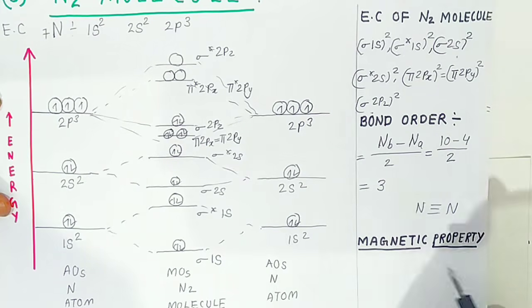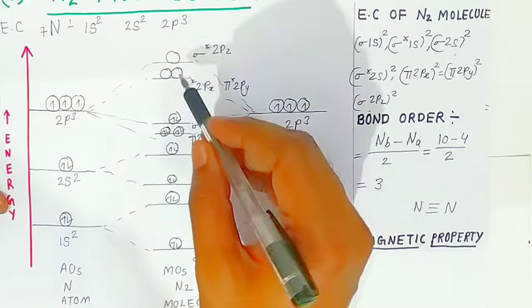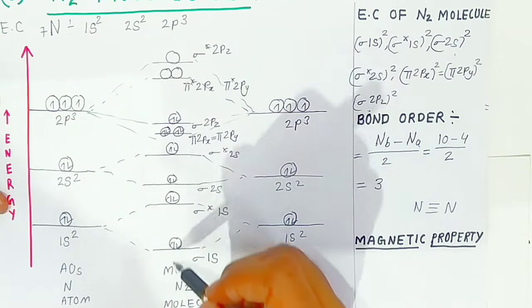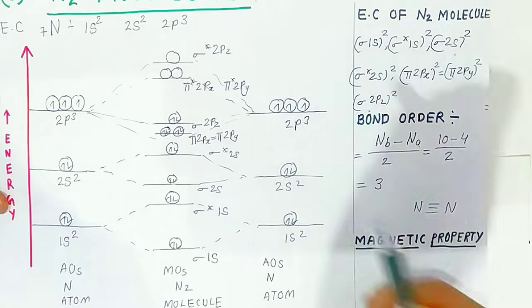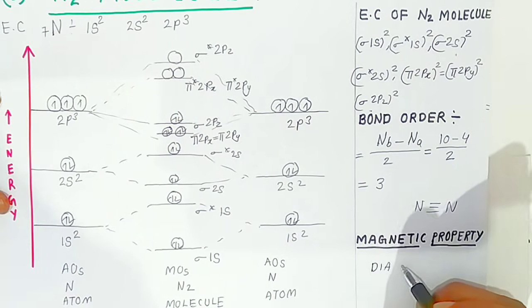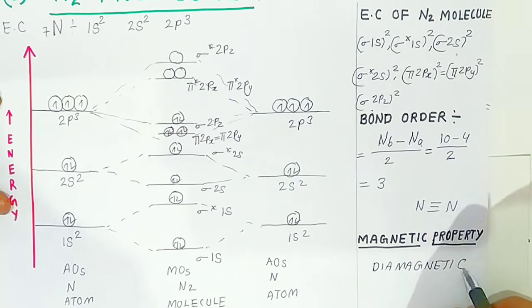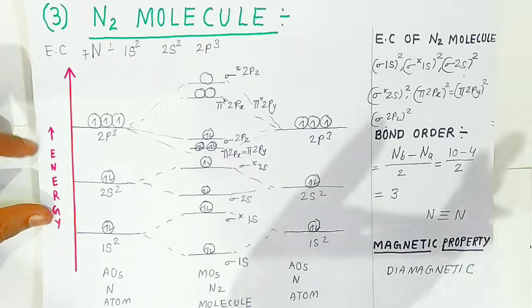Now when you see the magnetic property students, there is no unpaired electron. That means it is not paramagnetic. All the electrons are paired in the molecular orbitals. So it is diamagnetic in nature. The molecule is diamagnetic in nature. So this is about the nitrogen molecule students.